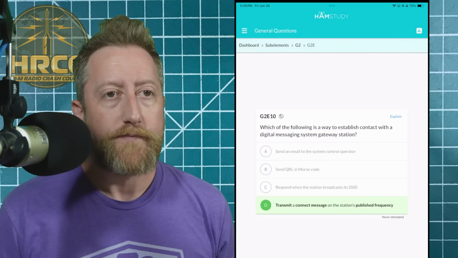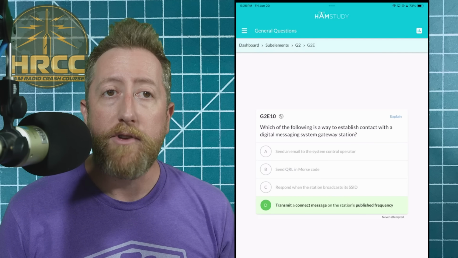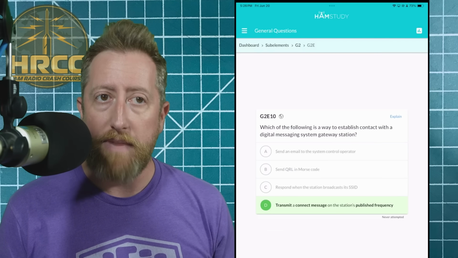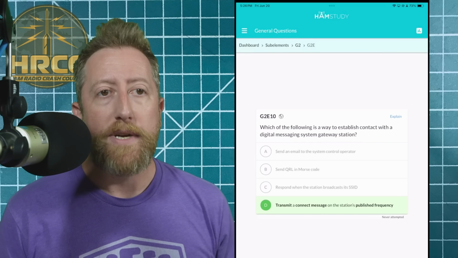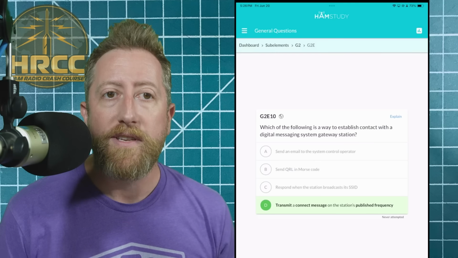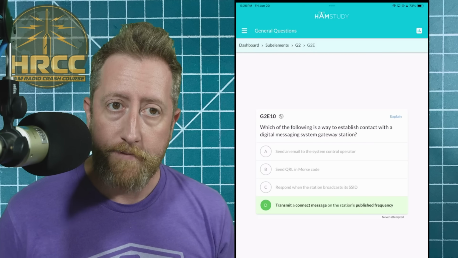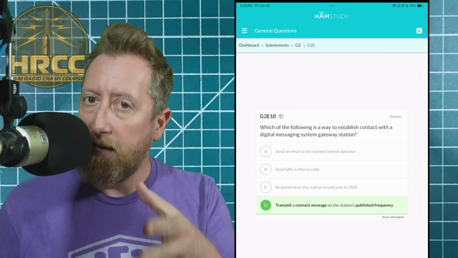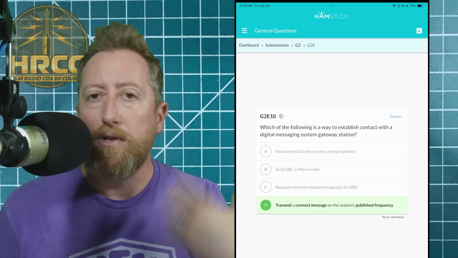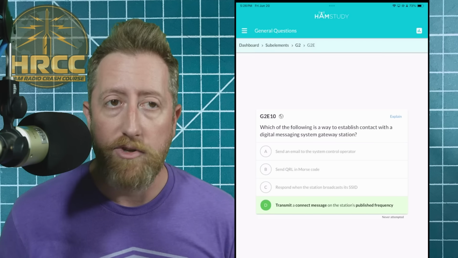Question 10. Which of the following is a way to establish contact with a digital messaging system gateway station? And the answer is D, transmit a connect message on the station's public frequency. That's what we do on WinLink. We reach out on a particular frequency, say connect. We start downloading messages once a connection's established and sending messages after that.